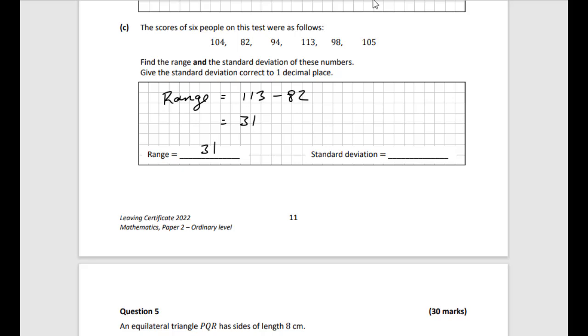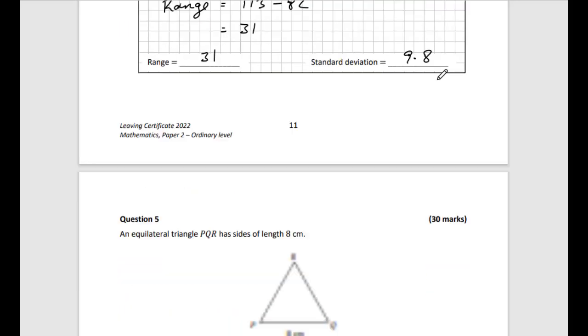The second one here, the standard deviation, you can do on your calculator. You need to use the stat mode on your calculator, put in the data, use one variable, put in the data, and then depends on the calculator that you have, but you need to just look for standard deviation, and it should do it for you. What I got when I did it anyway was 9.8. So that's my standard deviation and range.